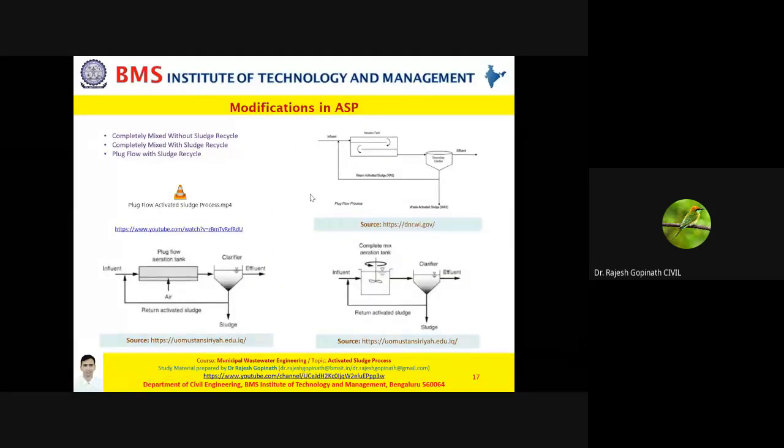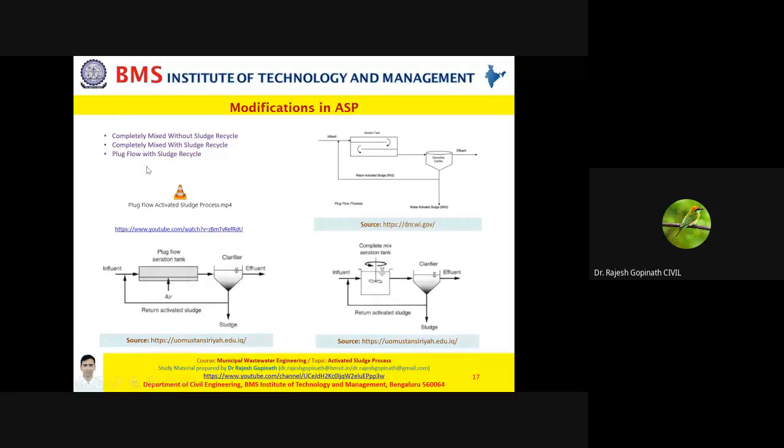Now let's come towards the end of the presentation. There are certain modifications which are possible when it comes to the activated sludge process. There are three possible modifications. One is where you have a complete mix taking place, but there is no sludge being recycled. The second modification is the conventional type, what we understood now, that is completely mixed with the sludge being recycled. So whatever we had discussed so far is the second type, wherein you completely mix up the entire system in the aeration tank and there is sludge being recycled.